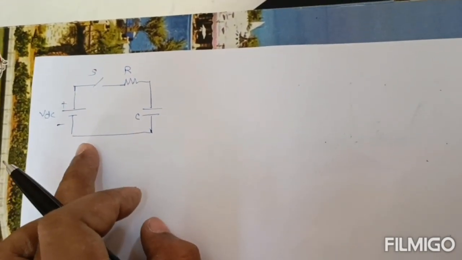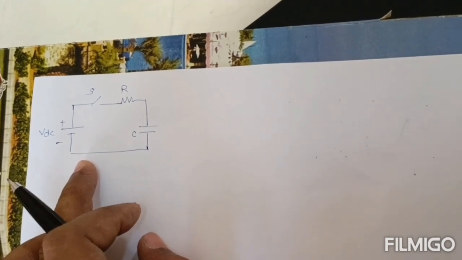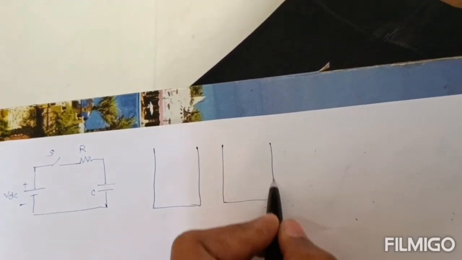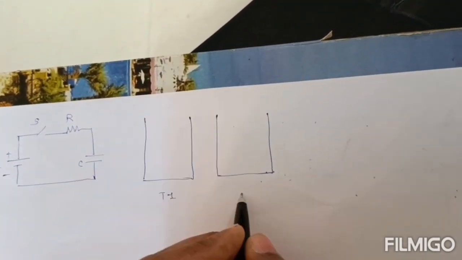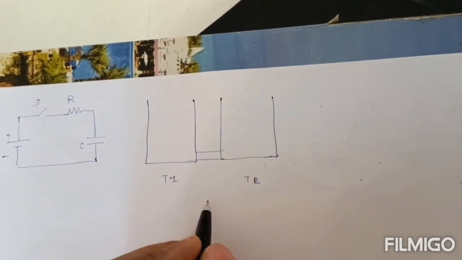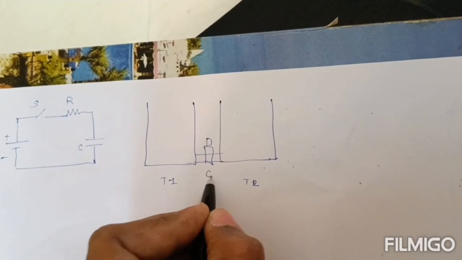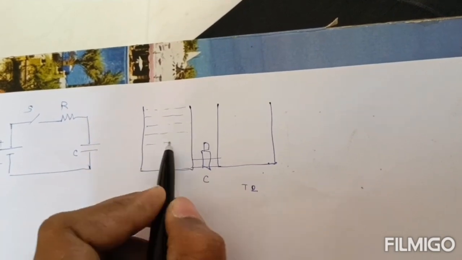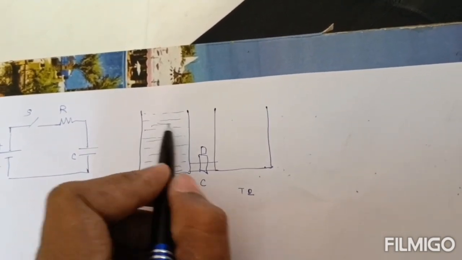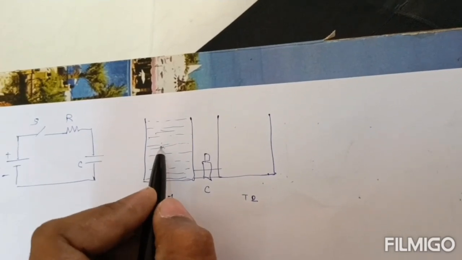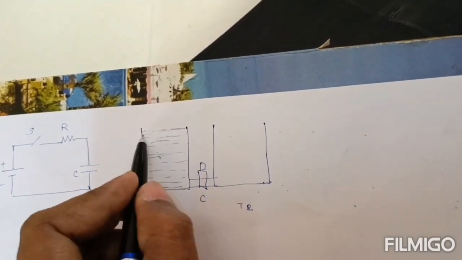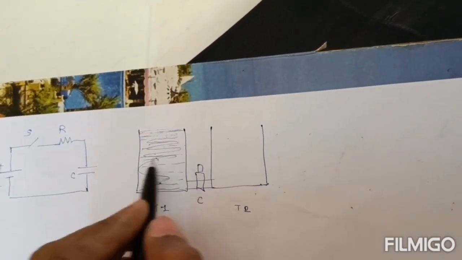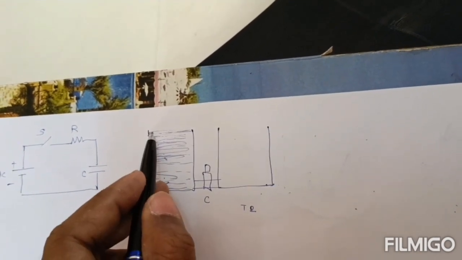Now we'll try to understand this with the help of the two tank analogy. For example, there are two water tanks. Say this is tank number 1 and this is tank number 2. Both water tanks are connected with a pipe and there is one cock over here. Say this is the cock. Consider this water tank is full with water, and the level of the water will remain constant up to this level.